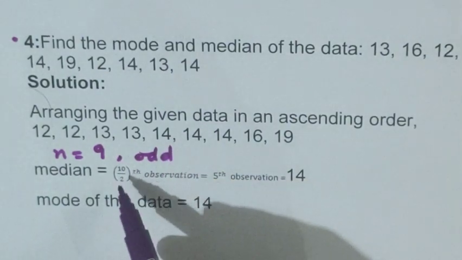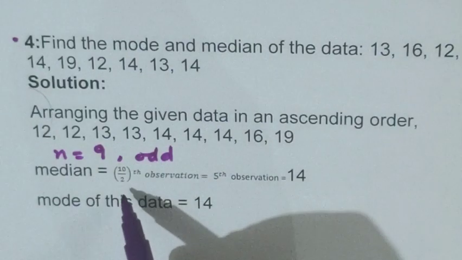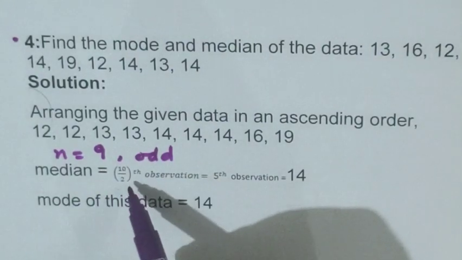What should we write here? Odd must be written. After that, if it is odd, the median formula is to be written, which is the (n plus 1) by 2th observation. N plus 1 means 9 plus 1, that is 10 by 2.